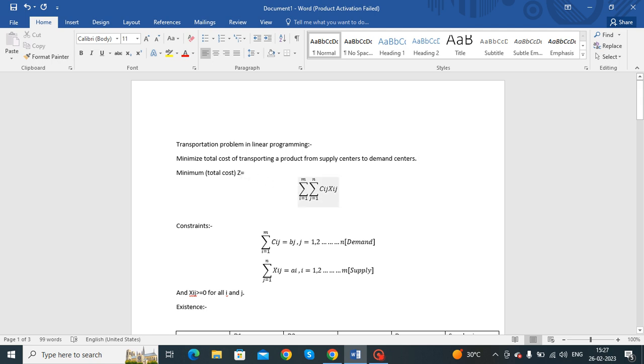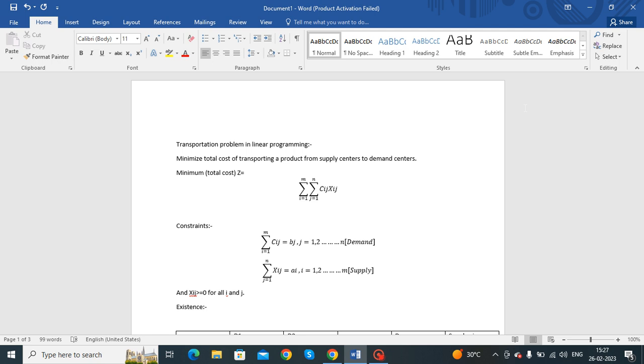the minimum total cost, which is Z, will be equal to the summation i equal to 1 to m, j equal to 1 to n, both of which are summations, of Cij Xij. Here Cij is the given cost in a given problem, as we'll see later in the video, while Xij is the allocated value in that particular cell.